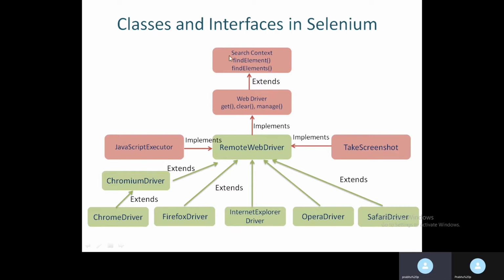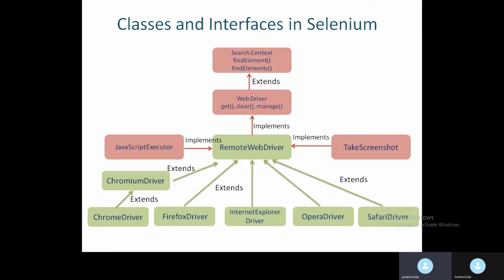SearchContext is the base interface for all the classes and interfaces in Selenium. SearchContext is an interface which has only two methods: findElement and findElements. Below the SearchContext, there's another interface called WebDriver. This WebDriver is an interface which extends the SearchContext interface. Inside WebDriver, there are many methods like get, clear, manage, etc. There are many methods we can see inside the code itself.